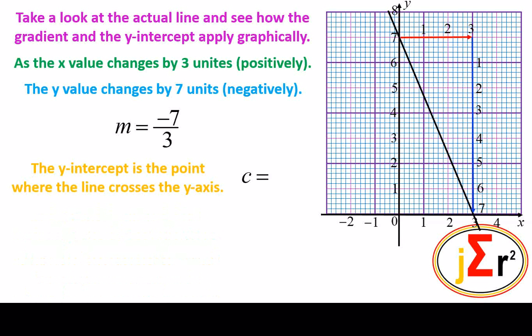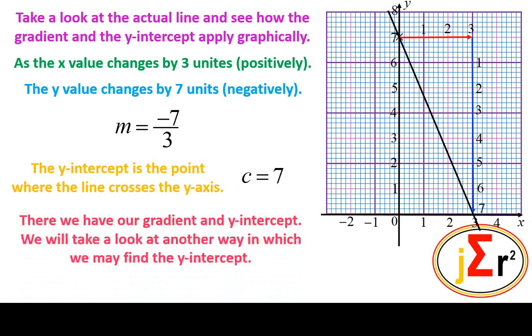And we are looking at C, which is the y-intercept. The y-intercept is the point where the line crosses the y-axis, and we can see that it crosses the y-axis right there. So C is equal to 7, and that is the y-intercept is equal to 7. There we have our gradient and y-intercept.